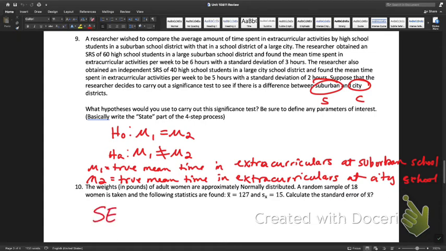The standard error of X bar is equal to the standard deviation of the sample divided by the square root of the sample size. So I just need to plug in the standard deviation of the sample divided by the square root of 18, and that will get me my answer. This is just a formula, and you've got to plug it in and go. 3.54 is your answer.